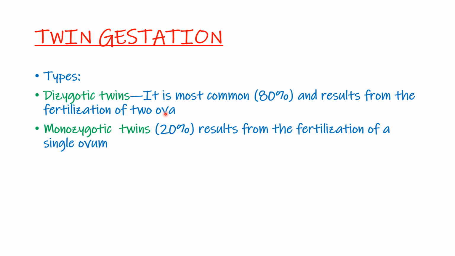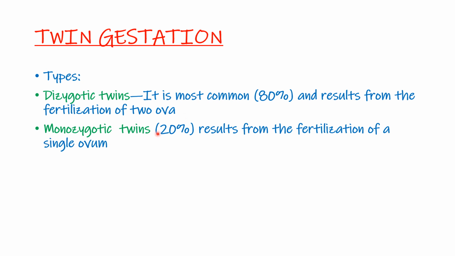So dizygotic twins form when we have two sperms and two ova, and the sperms fertilize the respective ova. It is the most common one, that is 80%, and it results from fertilization of two ova, as I've said before.